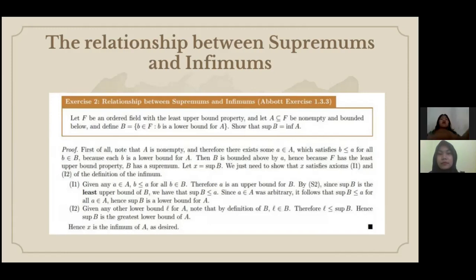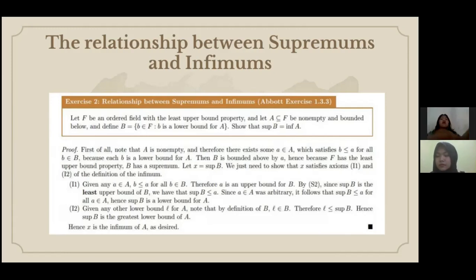Proof. First of all, note that A is non-empty, and therefore there exists some a in A which satisfies b less than or equal to a for all b in B. Because B is the set of lower bounds of A, B is bounded above by a. Hence, because F has the least upper bound property, B has a supremum. Let x equal sup B.